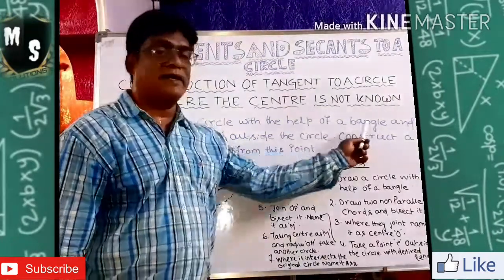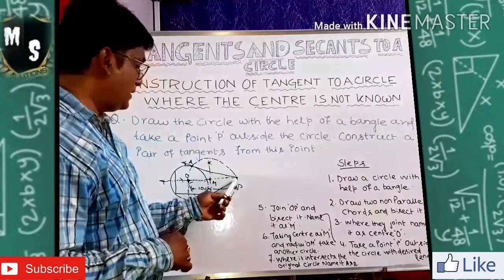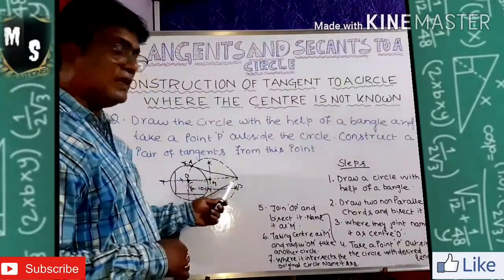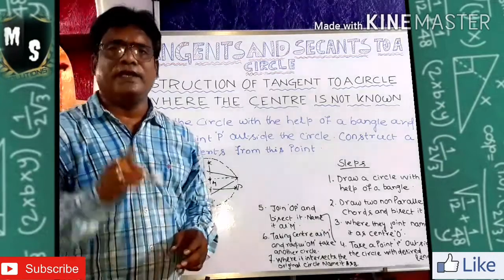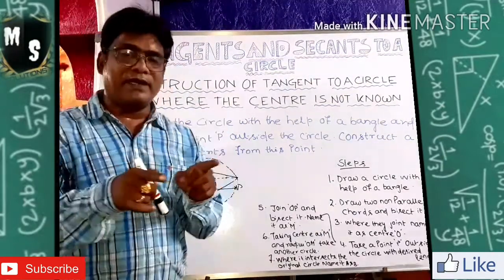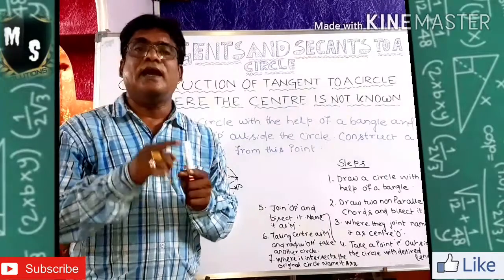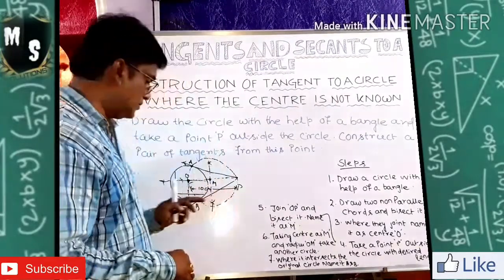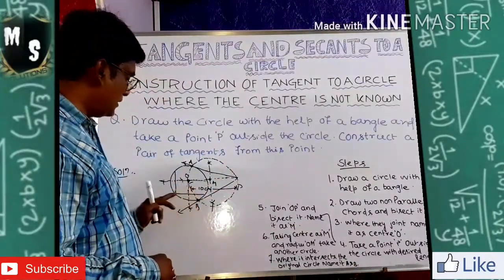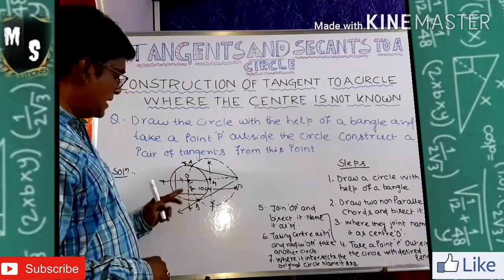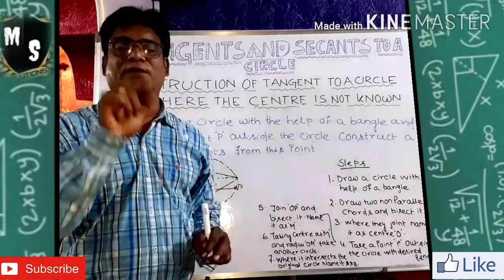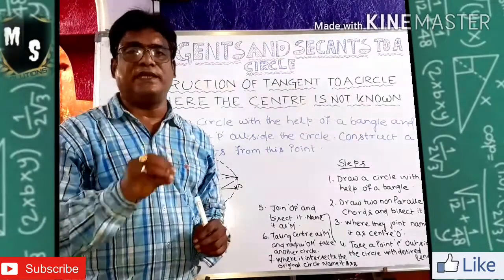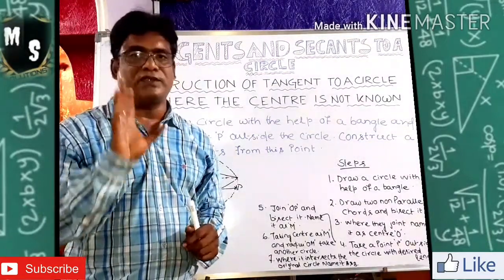With the help of a bangle, we are taking an outside point of our own wish and drawing two tangents to the circle. I hope you understood. Here the trick is to draw a circle in the bangle and get two non-parallel chords. This is one and this is one. Both are non-parallel, and you bisect them. Where they meet, that is your center point. After that, the construction is the same as the first construction you did.